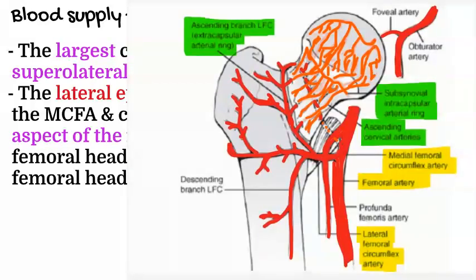Another figure that shows the blood supply of the neck of the femur. Again, our main contributor, the femoral artery, will be divided into the medial circumflex femoral artery and lateral circumflex femoral artery. Then these main branches will again divide to ascending branches of the medial circumflex artery as an extracapsular arterial ring, and then the subsynovial intracapsular arterial ring by the medial circumflex femoral artery.